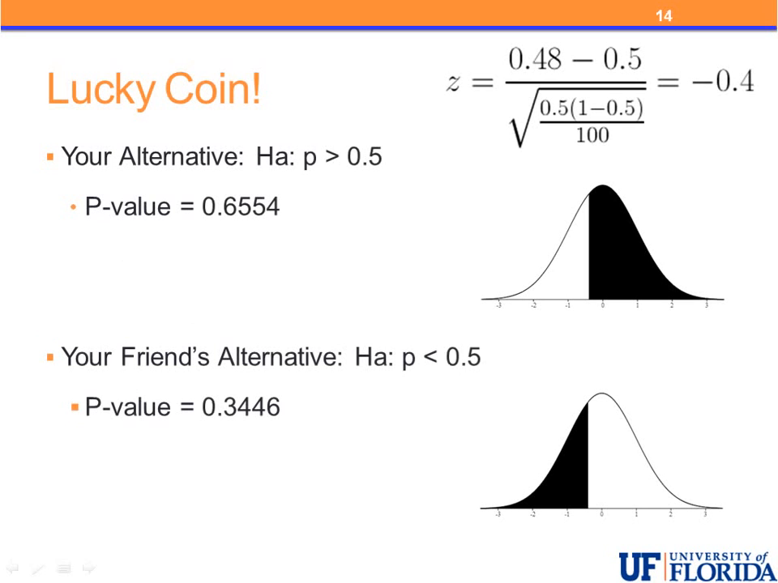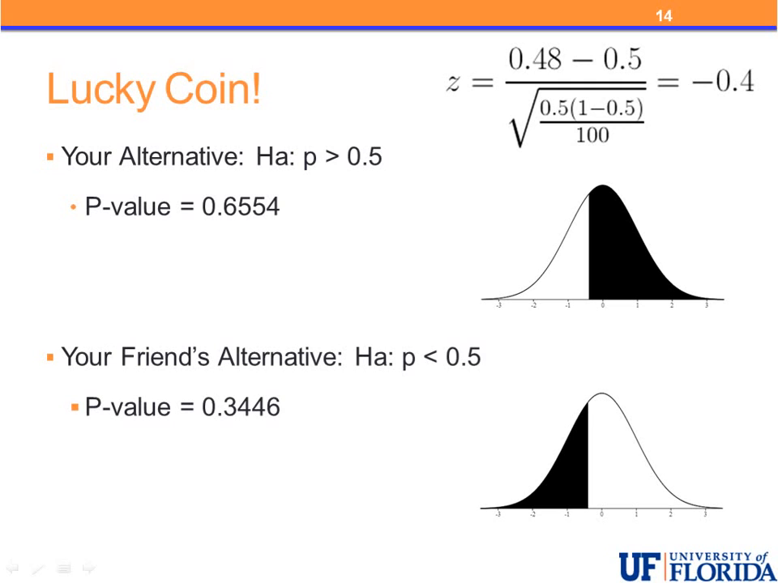Since your alternative hypothesis was greater than, the p-value for your test finds the probability of obtaining a z-score such as that in the data or larger, as these are the values that are as or more extreme in the direction of the alternative. Your p-value is the area to the right of negative 0.4, which is 0.6554.